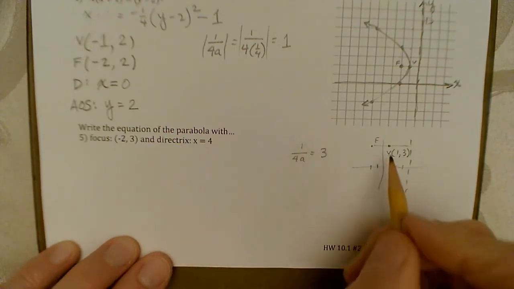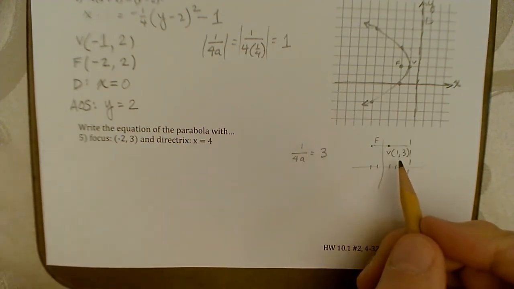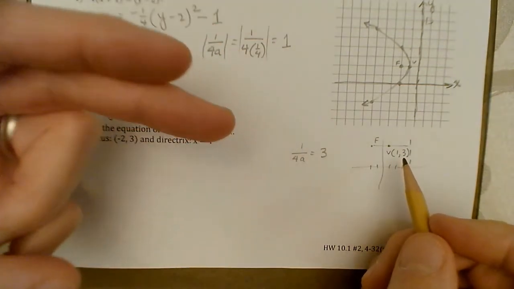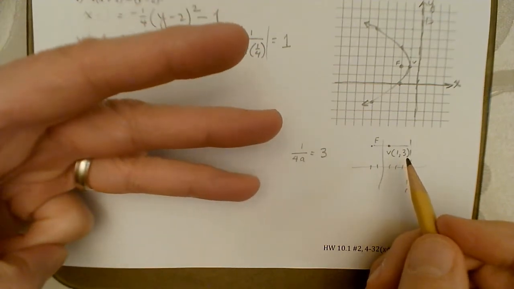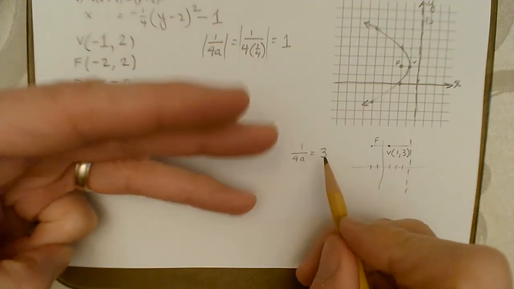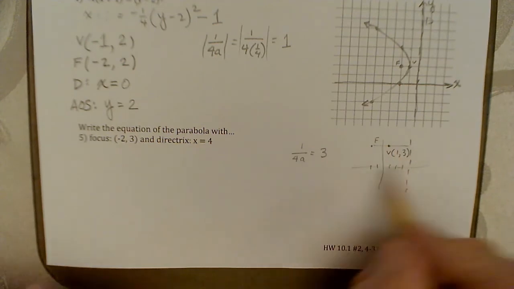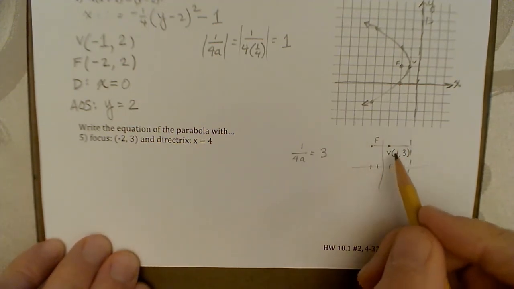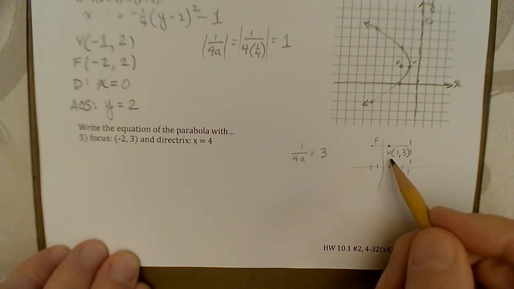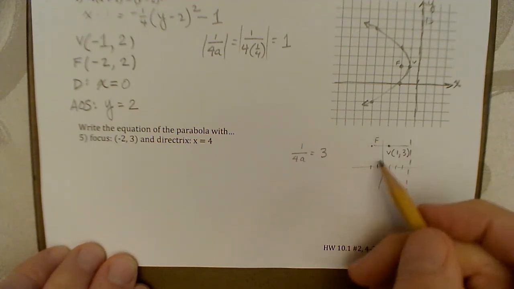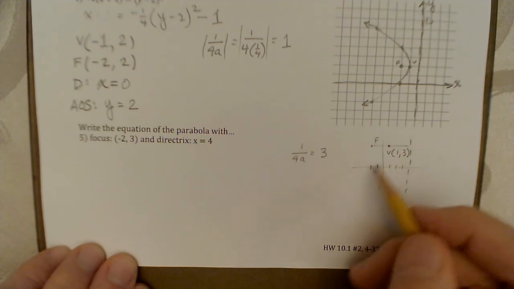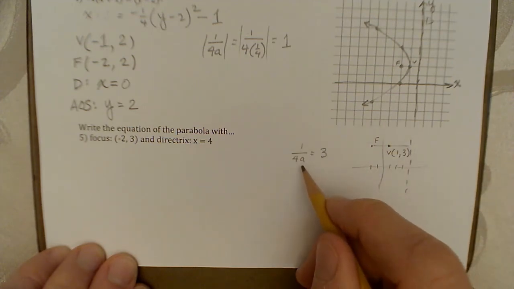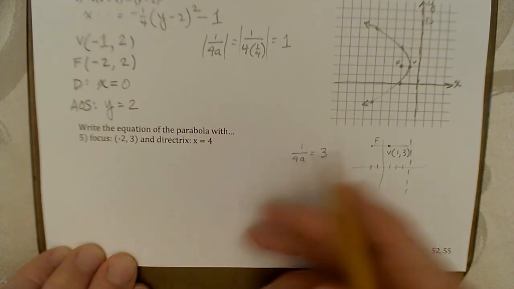In order to write the equation, think about what do we need? We need to know the x and y coordinates of the vertex. We need to know the orientation, whether it's up, down, left, or right. And we need to know our a, right? So we've got our vertex. We can tell from this drawing that it opens up how? Yeah, to the left, right? To the left it opens. And then finally we can find our a. And then we have all the pieces we need to be able to write the equation.